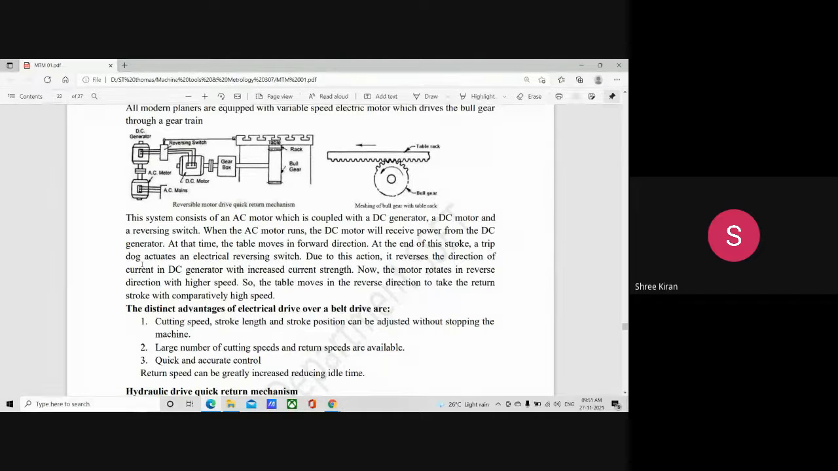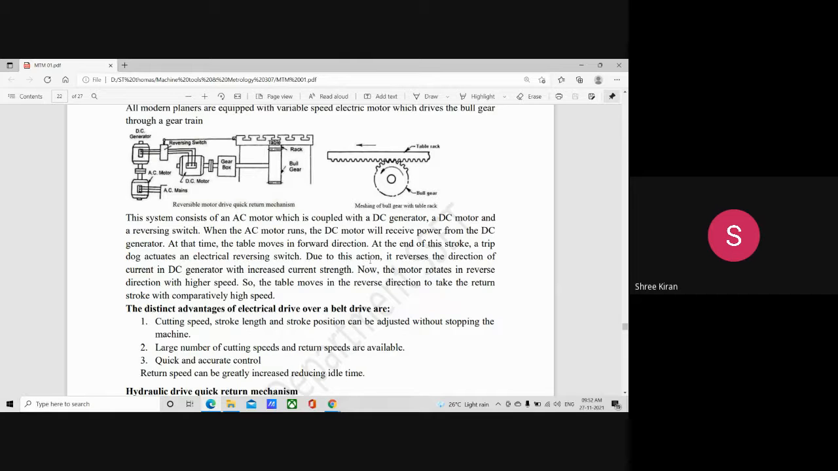Due to this action, the direction of the current in the DC generator is reversed with increased current strength. Now the motor will rotate in the reverse direction with a higher speed.